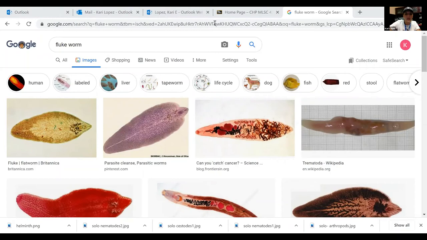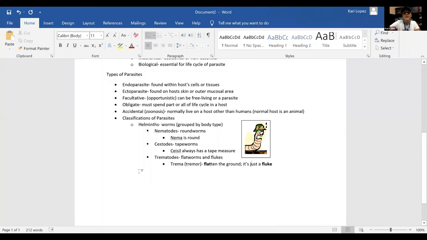So now if it asks you about a helminth, that can include nematodes, cestodes, and trematodes. If it asks you about a nematode, that's specifically your roundworms. So keep in mind that nematodes, cestodes, and trematodes and everyone underneath those categories are all helminths. They're all worms. And so then your next one is going to be your protozoa.